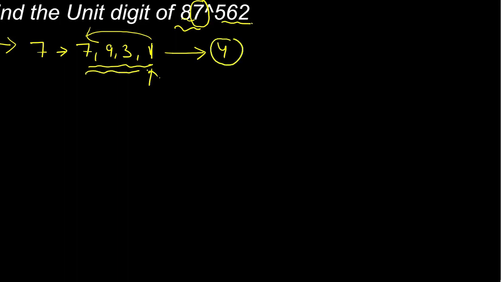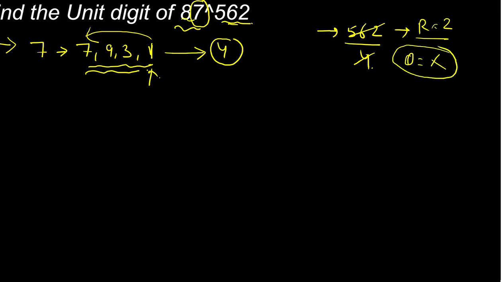So how to find out? Let's divide this 562 by 4 to find out how many pairs of 4 are going to be there. The remainder is going to be 2, and whatever the quotient is doesn't matter, because the important thing is the remainder. Why? Because until you have a pair of 4 numbers, it doesn't matter whether 7 is coming before 9 or 9 before 7. The interesting part is the remainder.